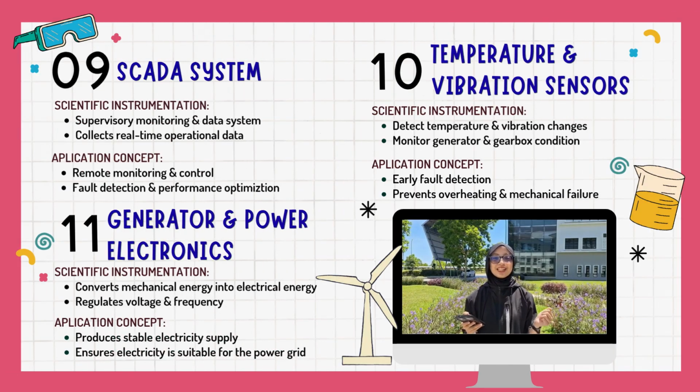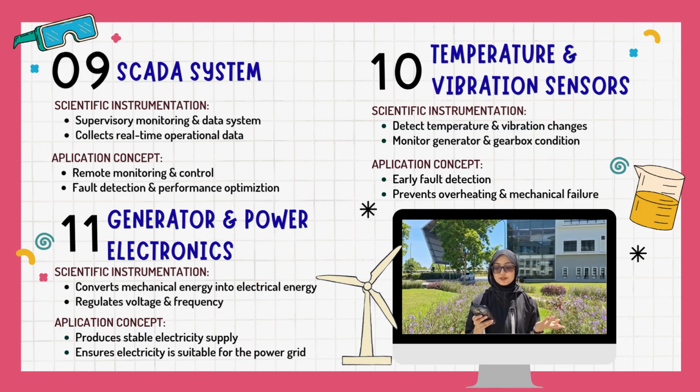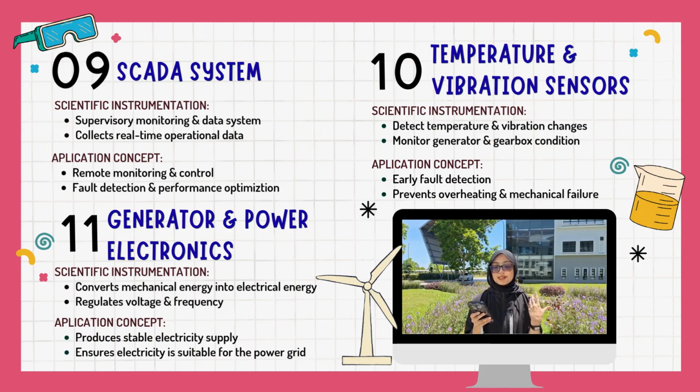The other scientific instrument is the SCADA system. The SCADA system is used to monitor and control wind turbine performance in real time. It collects important data and helps operators detect problems quickly, improving efficiency and maintenance.